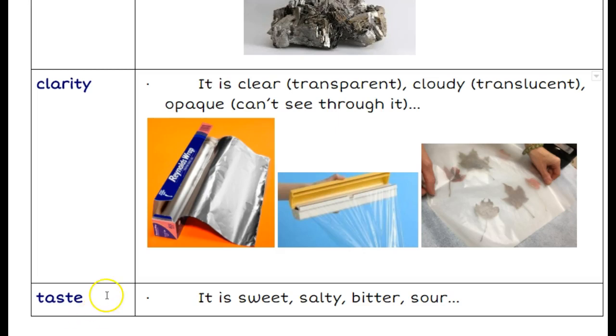And though we never taste substances in a lab, the taste property is definitely one that we could use with items that we might consume outside of the science lab. That would definitely help us to describe them, right? So, sweet, salty, bitter, sour, those are sort of the main four tastes that we might talk about.